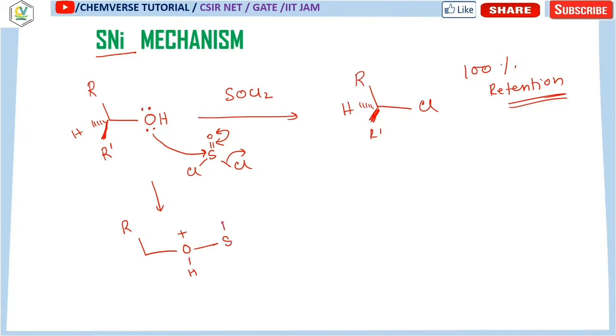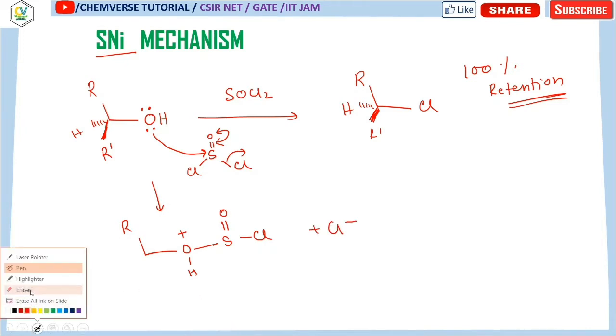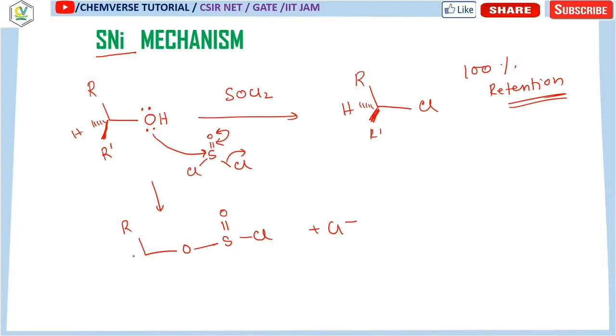Positive, neutral, Cl and Cl minus. Okay. Now in the next step, this H plus will be removed, so we are getting something like this. Over here there will be hydrogen and R. Okay. Now in the next step, what happens? We can see that this carbon oxygen bond can be cleaved in this manner, and the sulfur chlorine bond will be cleaved.